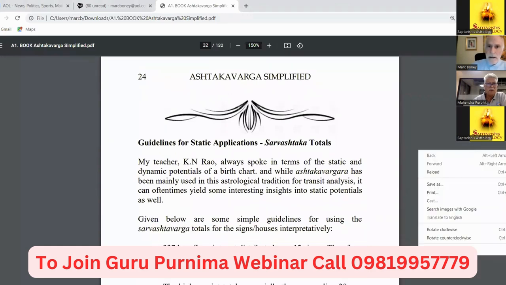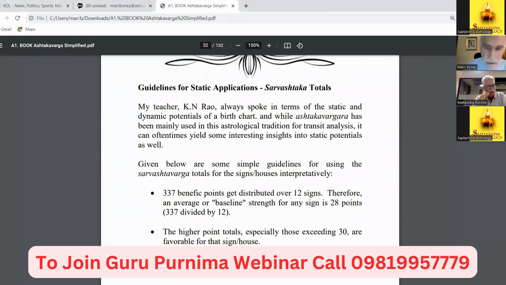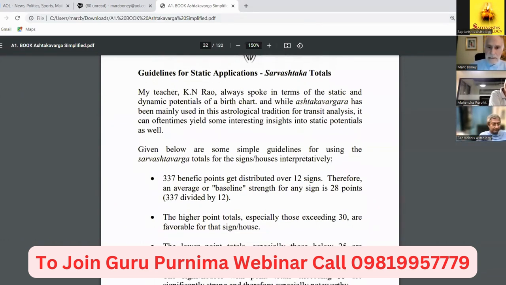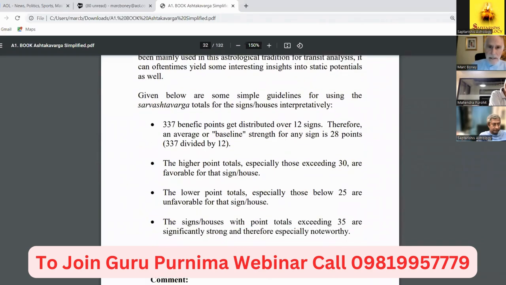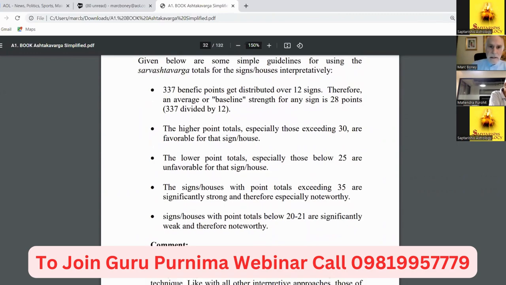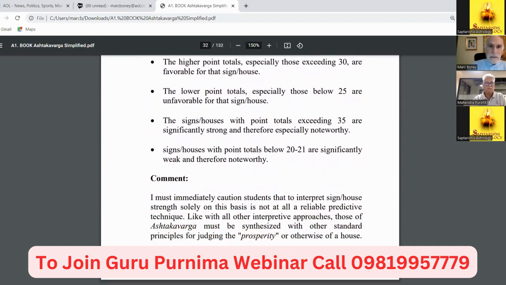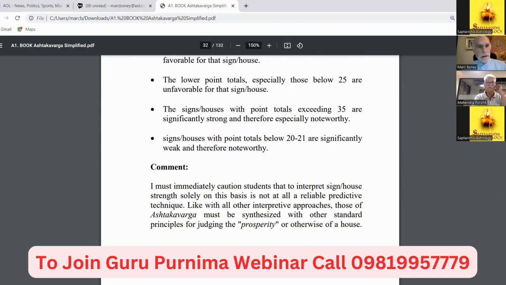So now I've just so far been talking about using the Ashtakavarga to qualify transits, but there are ways in which the Ashtakavarga can and should be used in order to do what we might call static potentials of a birth chart, right? And again, the technique is very simple. We're using 337 benefic points distributed over 12 signs. Therefore, as I said, the average is 28 points. Higher totals, especially those exceeding 30, are favorable for that sign in that house. Lower point totals, especially those below 25, are unfavorable for that sign house.